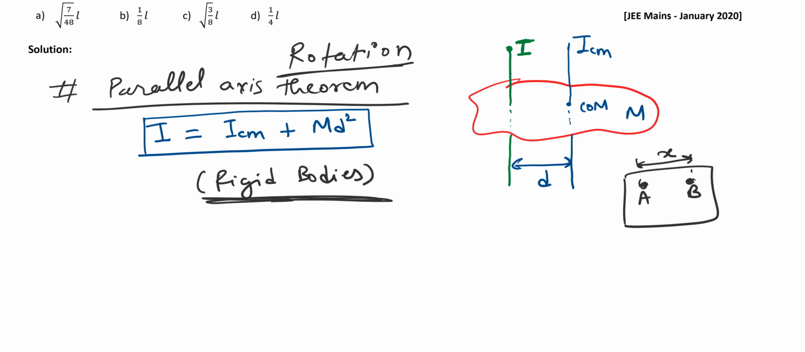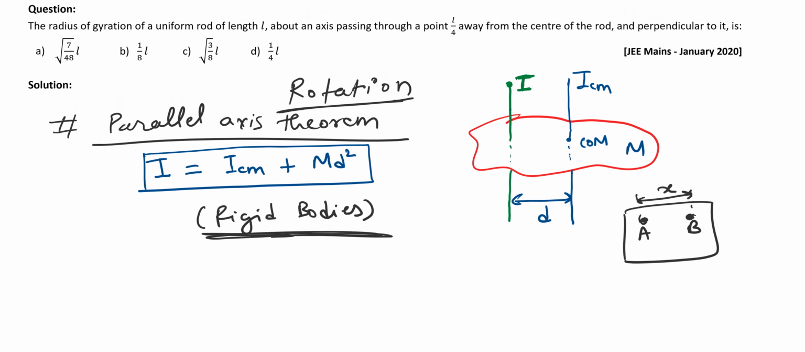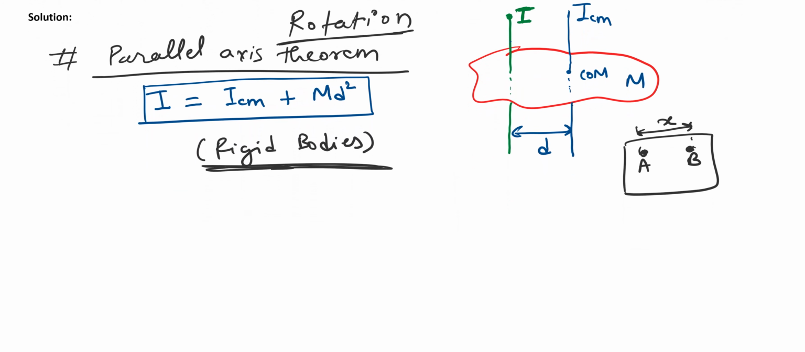Now, what do we have in our question? Our question says that we have to find the radius of gyration of a uniform rod of length L about an axis passing through the point L by 4 away from the center of the rod and perpendicular to it. Okay, so let's first draw our rod. Let's say this is our rod.